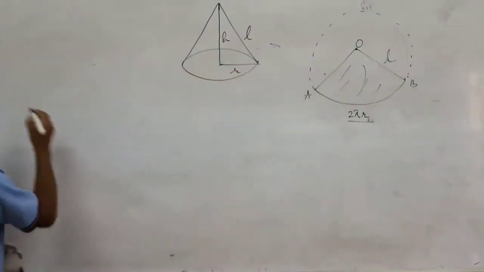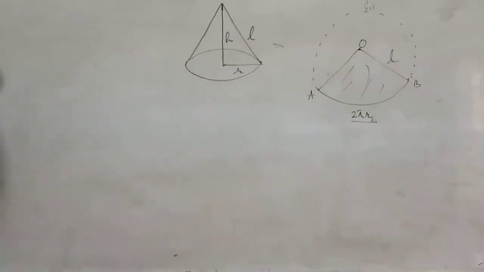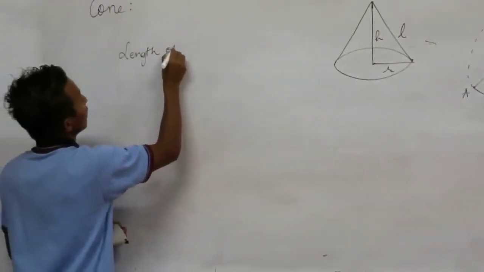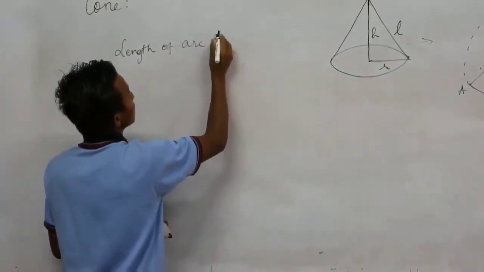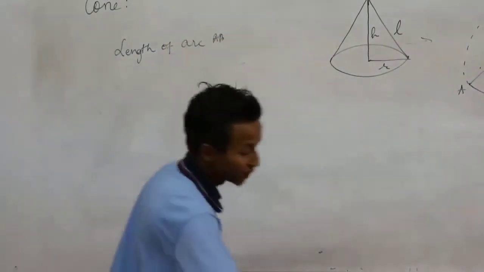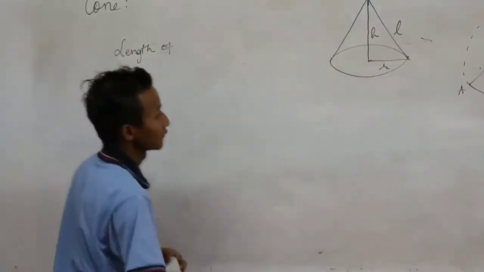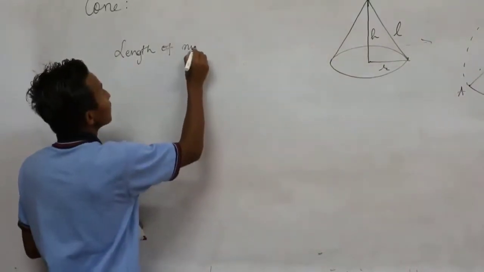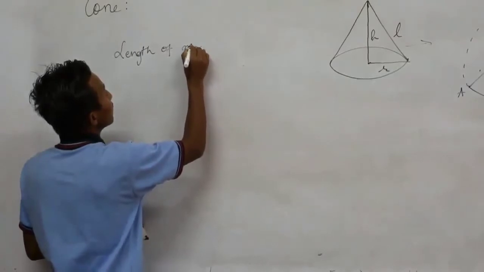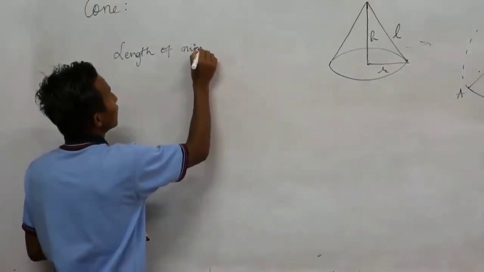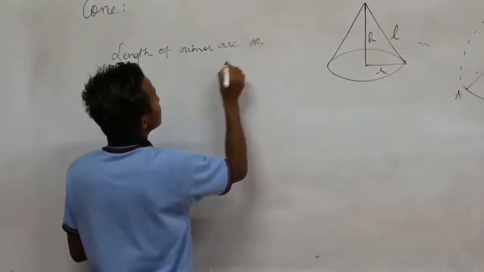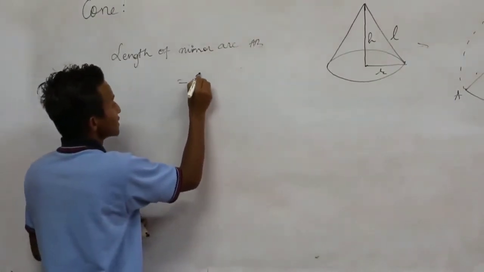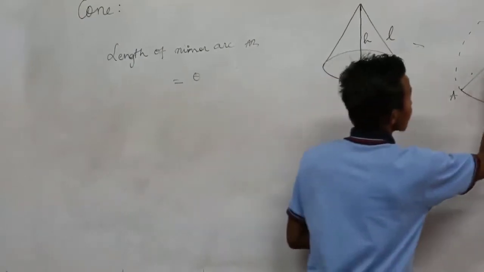So length of minor arc AB is theta. This is angle theta.